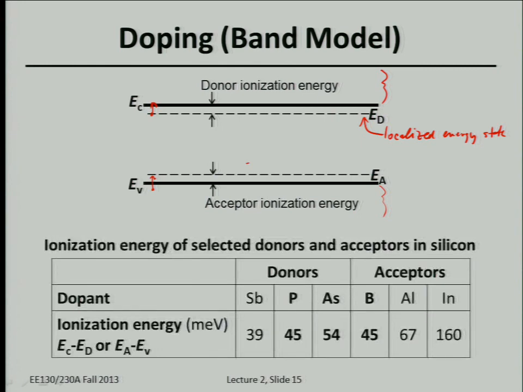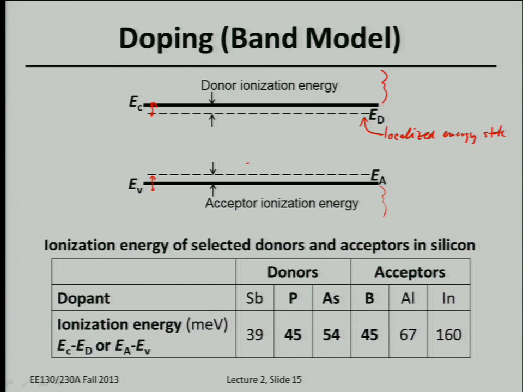So typical ionization energies, kT represents roughly the average amount of kinetic energy that a particle has at a certain temperature, and that's 26 millielectron volts at room temperature. So these ionization energies are within a couple of kT, so it's relatively easy for electrons to gain enough energy to move from the valence band into the acceptor energy level, or from the donor energy level into the conduction band.